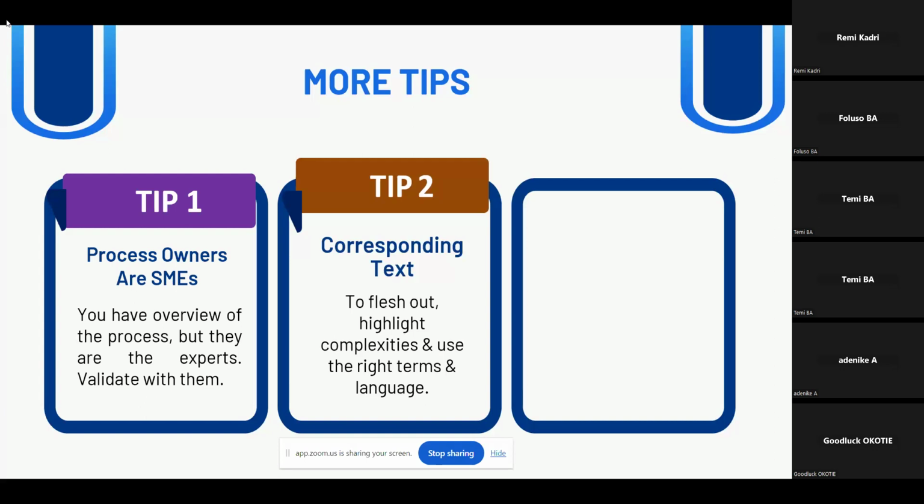So again, like I said, if the process is really complex, this really helps. So please, apart from the fact that you need to create the process map itself, that's not what this is. This is an accompanying document that explains or highlights some of the complexities you were not able to capture. Remember, it's a visual tool.